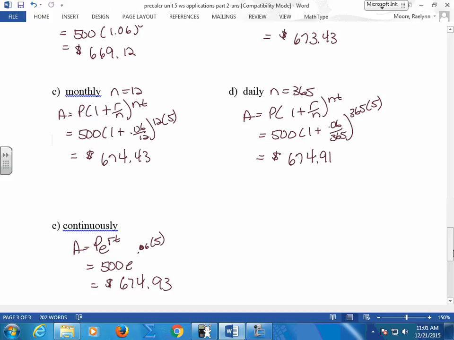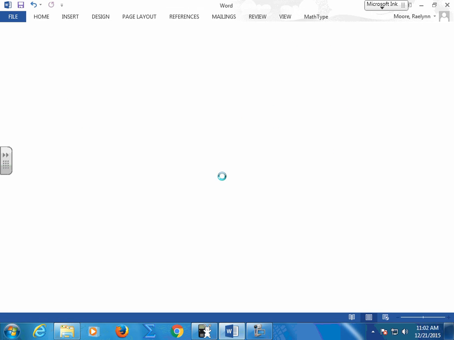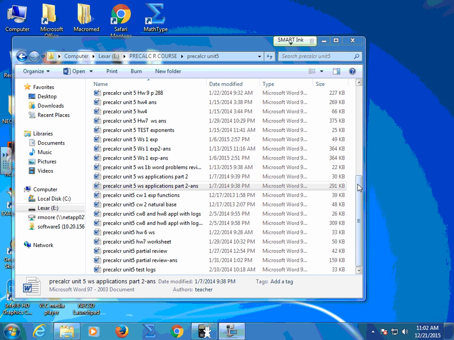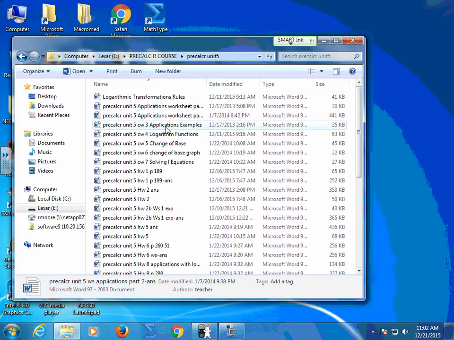So today we're going to do another set of applications. These were the easier ones, the money, since we had just started doing those. So let's go over a couple of examples.